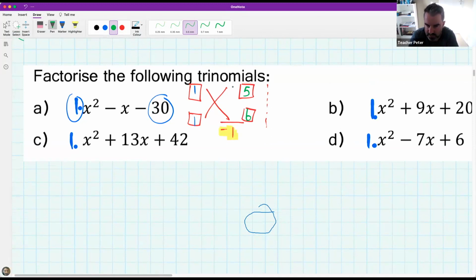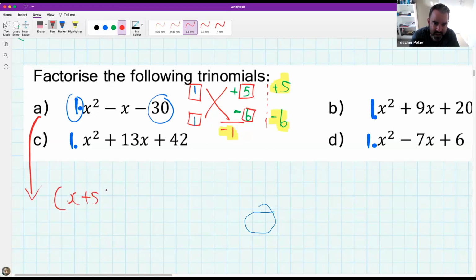But I still need to choose whether it's negative or positive here. Now, because I end up negative, I want the bigger number to be negative. So 1 times -6 is -6. And then 1, now if I made this a negative, I get -11. I don't want that. I want that to be a plus. So 1 times +5 is +5. And then I ask myself, if I have +5 and I take away 6, I get -1. And now once you've balanced everything, the answer for A is just going to be x plus 5, x minus 6.